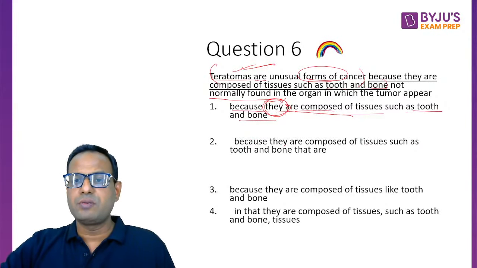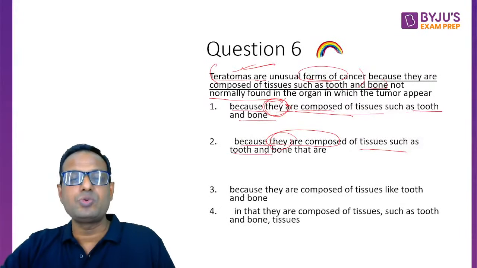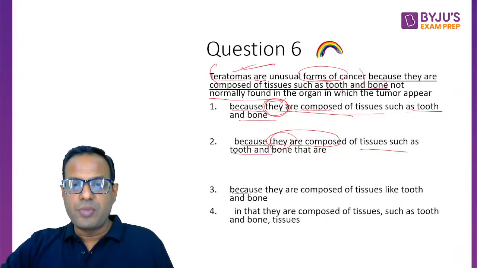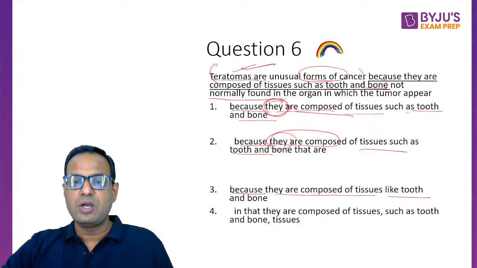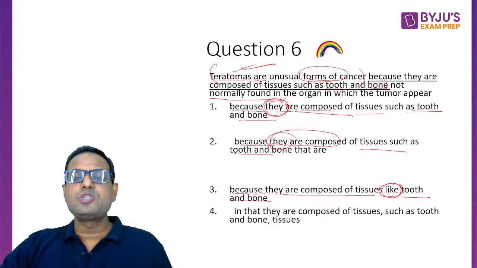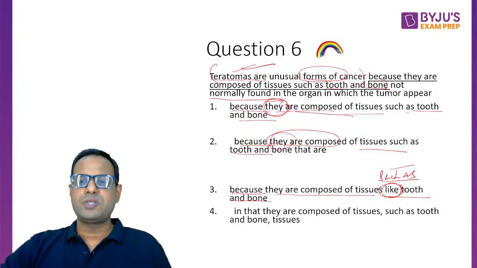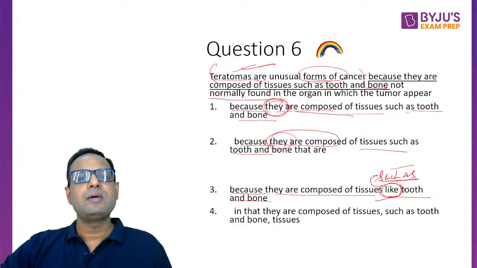2 says, because they are composed of tissues such as tooth and bone that are, because what? They are composed of, they means what? The unusual forms of cancer. How can they be composed of tissues such as tooth and bones? Right? 3 says, because they are composed of tissues like tooth and bones. Over here, like, understand, okay? In many exams, like is not grammatical. It should be replaced by such as. This is one rule which I think all of us should understand. कभी कभी like को हम लोग पसंद नहीं करते. Why? Because it is considered impure, ungrammatical. So it should always be substituted by such as.